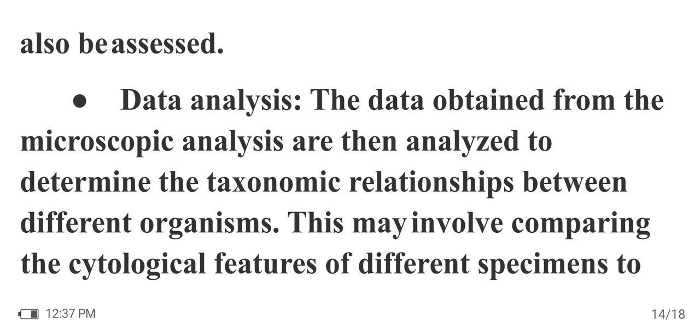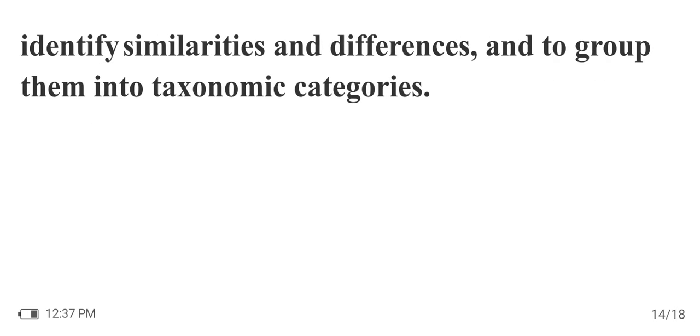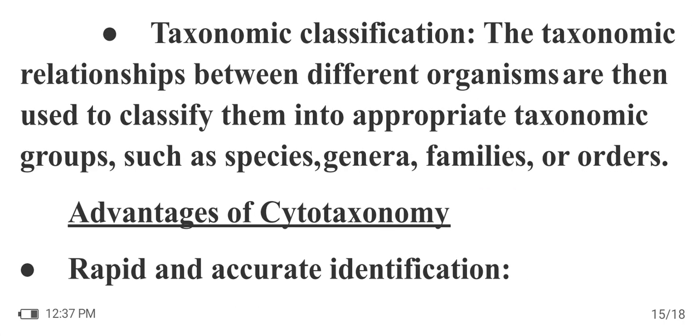Data analysis. The data obtained from the microscopic analysis are then analyzed to determine the taxonomic relationship between different organisms. This may involve comparing the cytological features of different specimens to identify similarities and differences and to group them into taxonomic categories. Taxonomic classification. The taxonomic relationships between different organisms are then used to classify them into appropriate taxonomic groups such as species, genera, families, or orders.